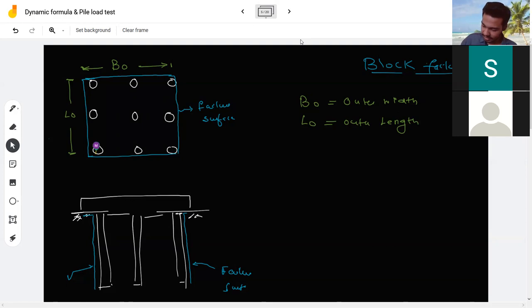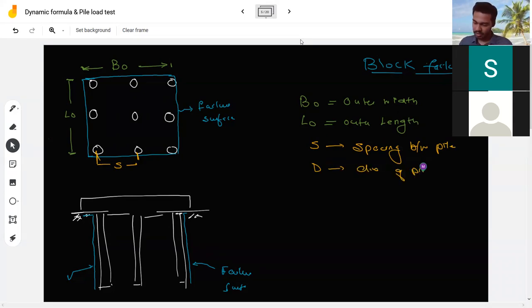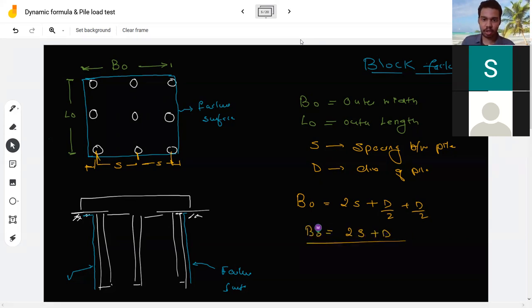If I'm telling this is my spacing between piles, let S be the spacing between piles. Okay, let D be the diameter of the pile. D is my diameter of piles. Now, so this is my S. If I compute the width of this, so can I write my B0 equal to 2S plus यहाँ का D by 2 और यहाँ का diameter divided by 2. So D by 2 plus D by 2. So in short, I can write my B0 equal to 2S plus D. For this sum, I'm able to compute my B0.